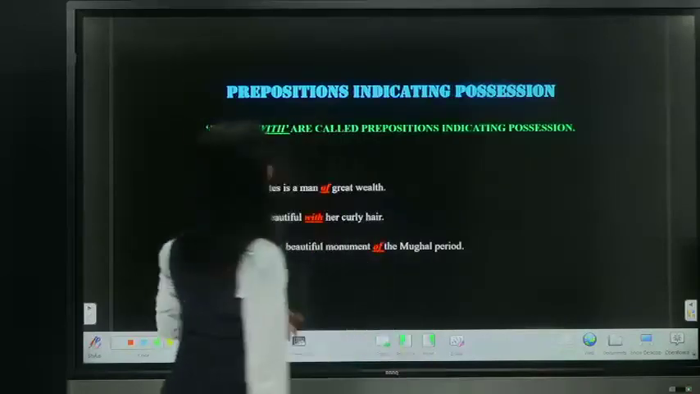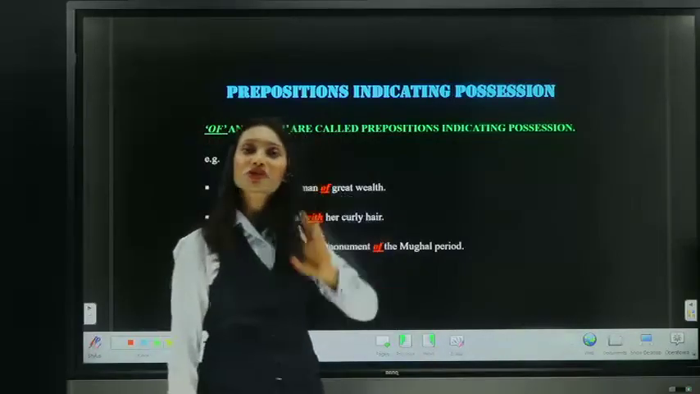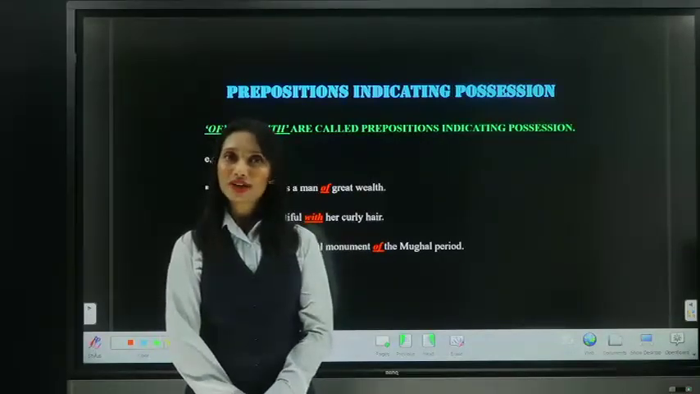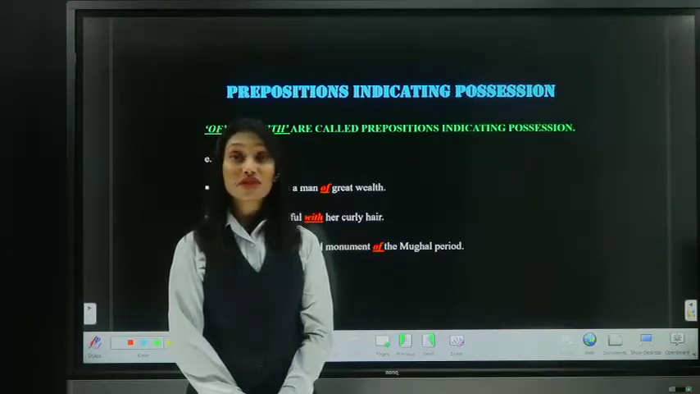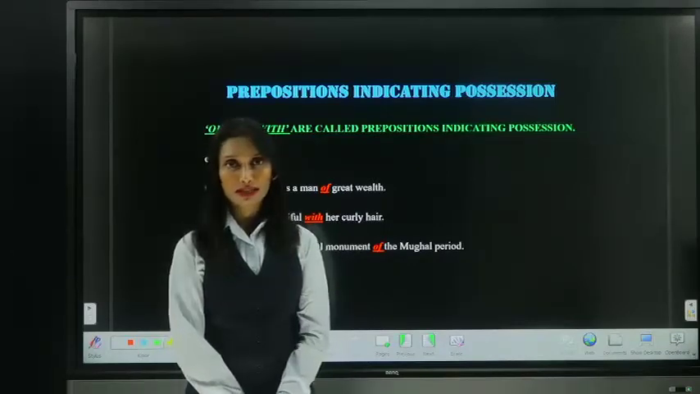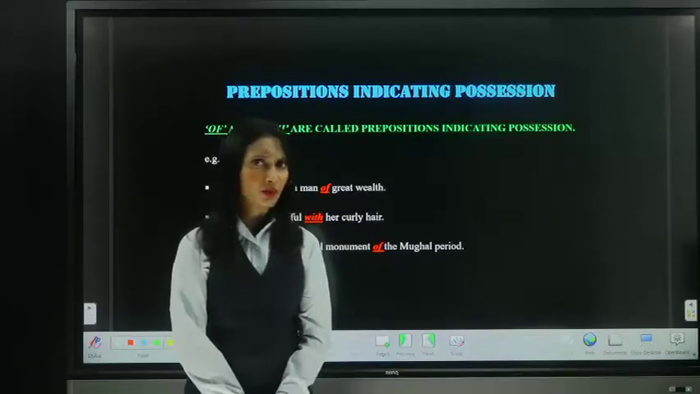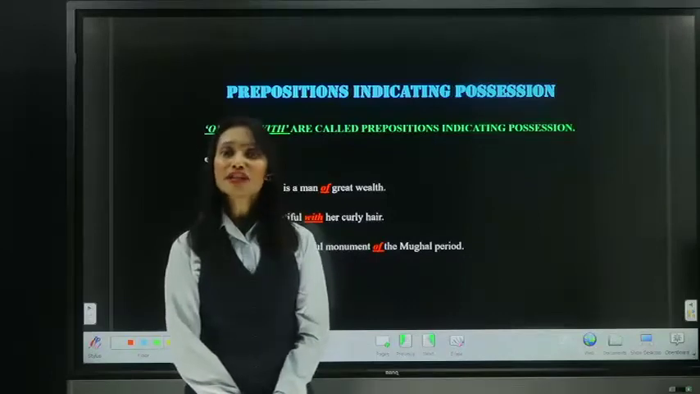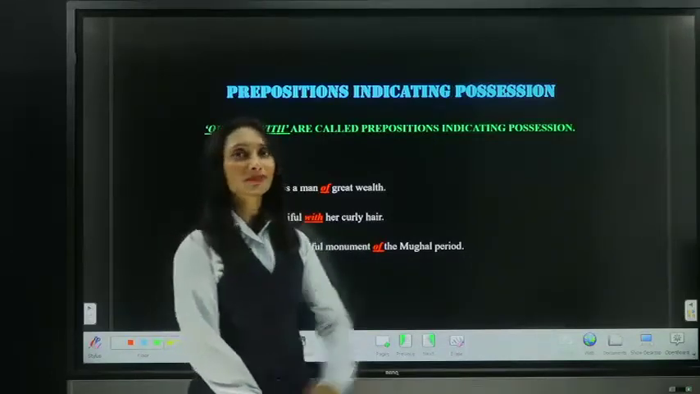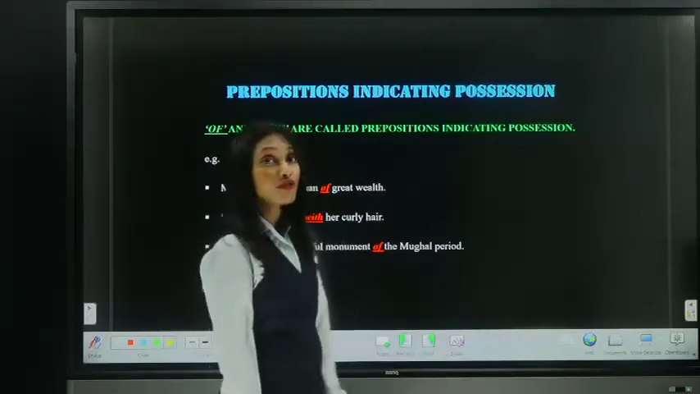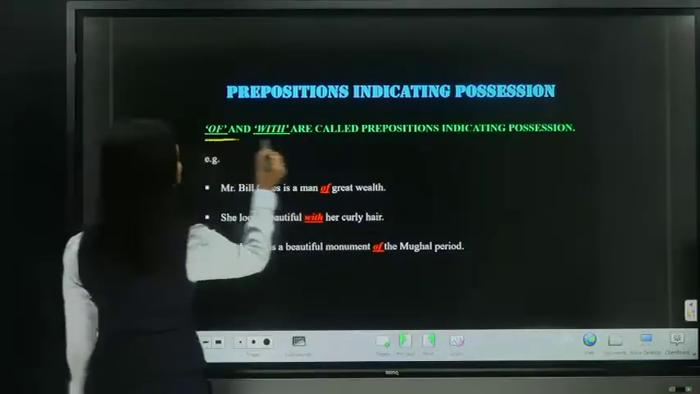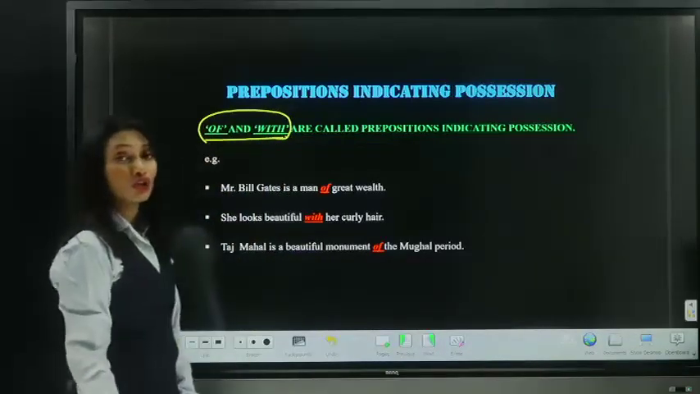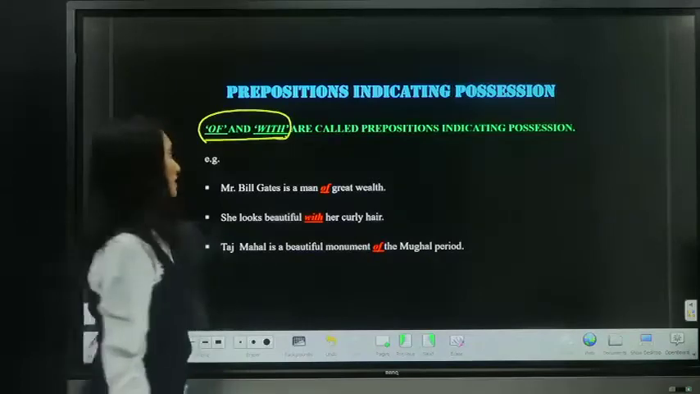Now, moving on to the next one, prepositions indicating possession. In nouns we have denoted possession, and we use one preposition in fact to indicate possession when we cannot give possession for non-living beings. You cannot say the table's leg is broken. There we use the leg of the table, right? You remember that. So of is one of the prepositions which denote possession, and in addition to of, with is also used. So of and with are the prepositions which denote possession, ownership.